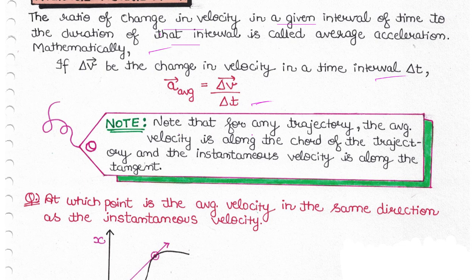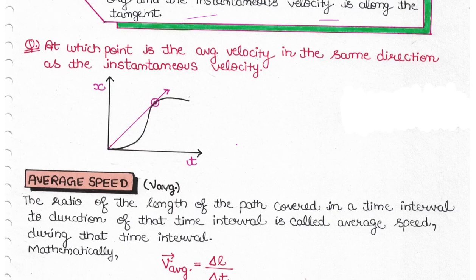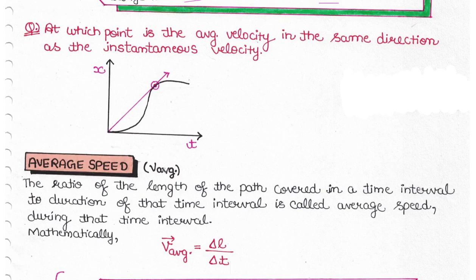Note that for any trajectory, the average velocity is along the chord of the trajectory and the instantaneous velocity is along the tangent. Okay, now at which point is the average velocity in the same direction as the instantaneous velocity? Okay, so from the figure or curve, this is our curve, you can find that this point has the same average velocity as the instantaneous velocity.